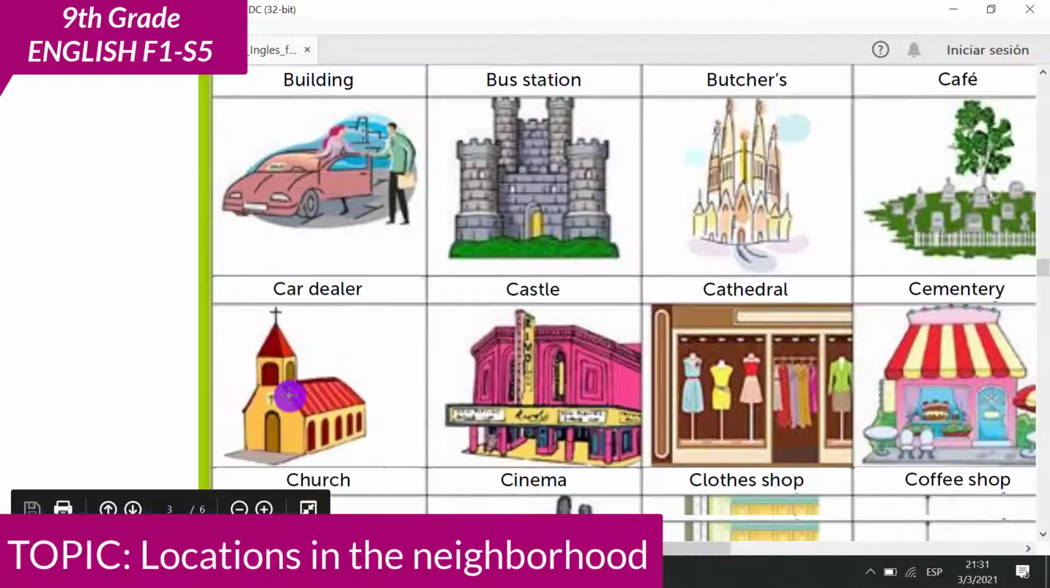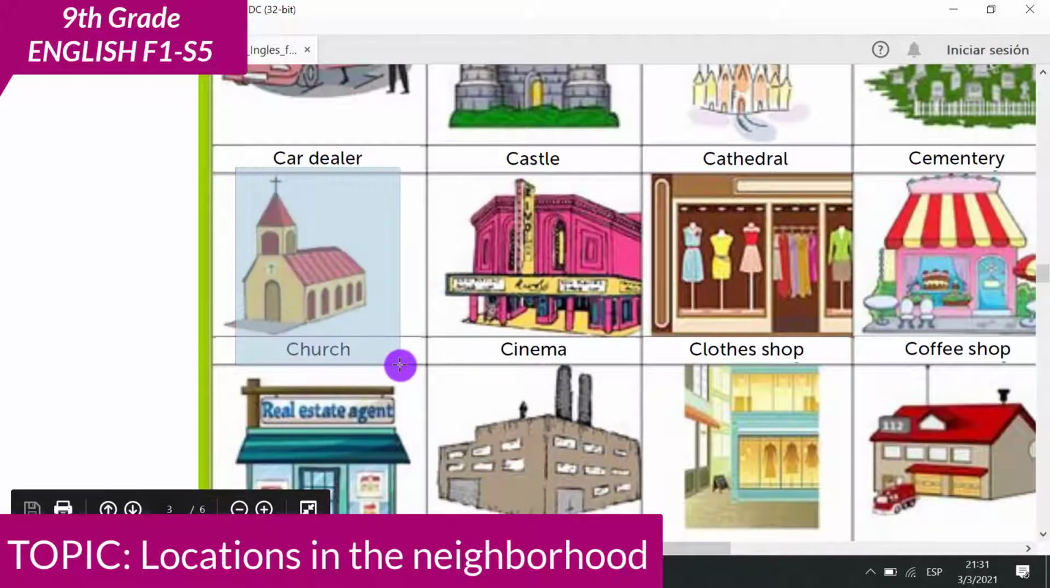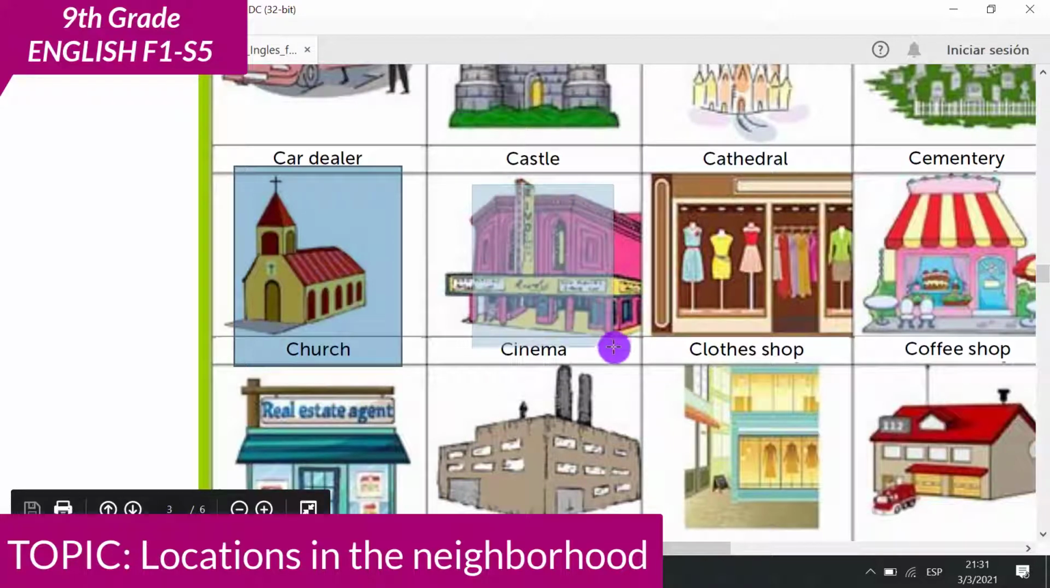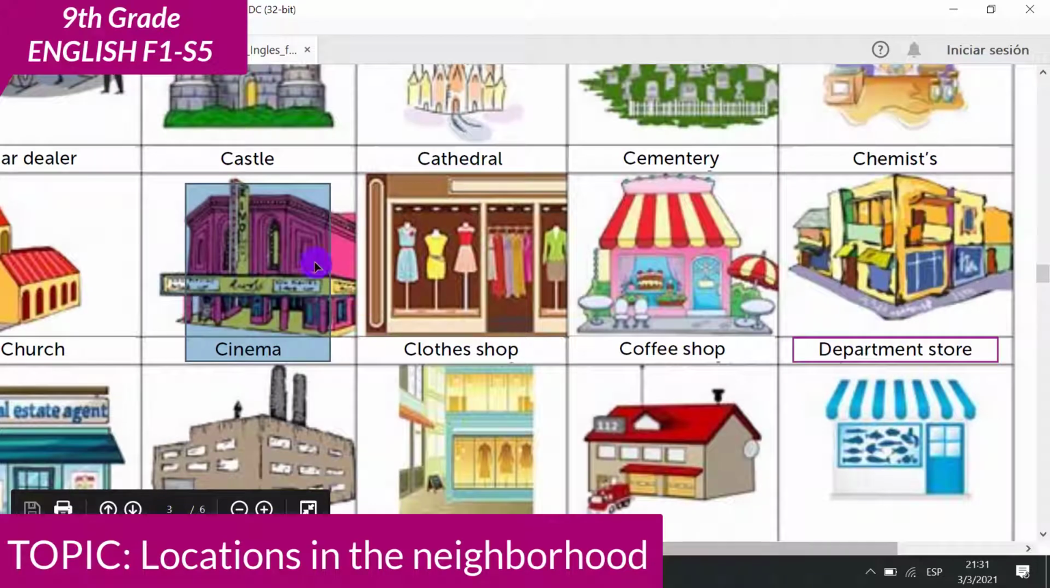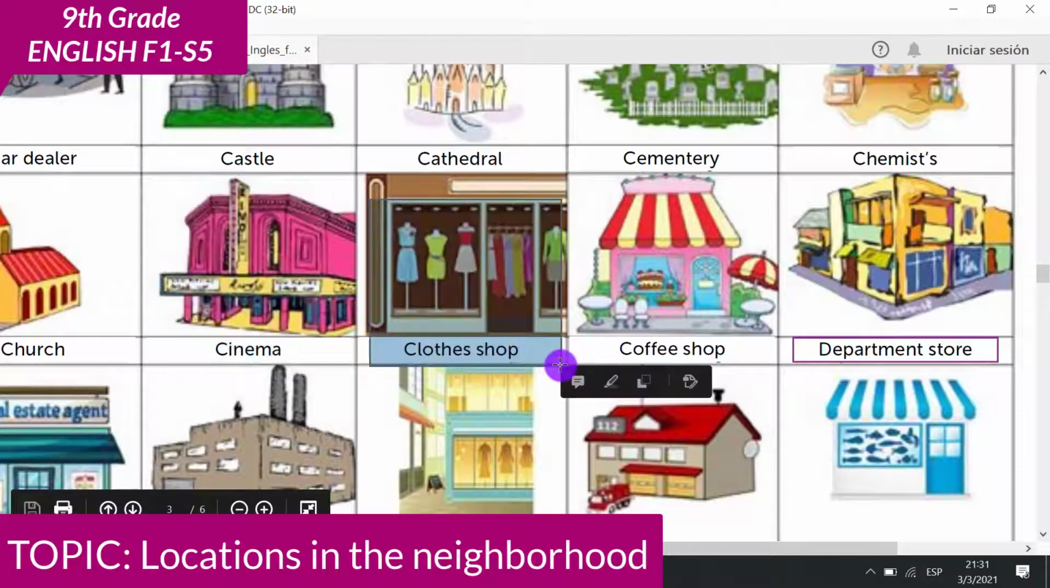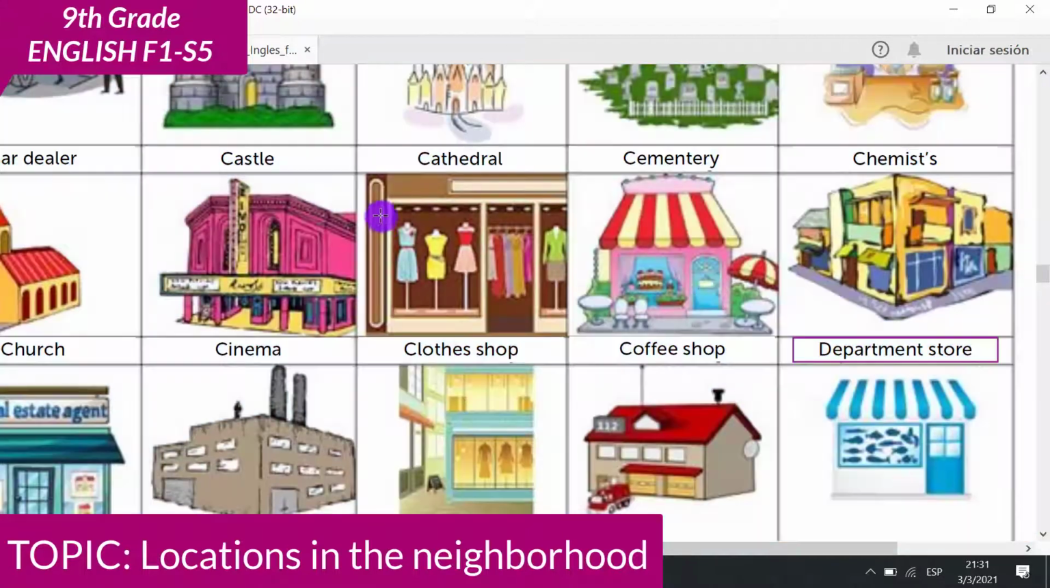Let's continue. Church, lo que decíamos. It can be Catholic church or Christian church. Cinema. Cinema es el cine, ¿no? Clothes shop. Venta de ropa. Shop es venta, correct? So clothes shop, venta de ropa, okay?